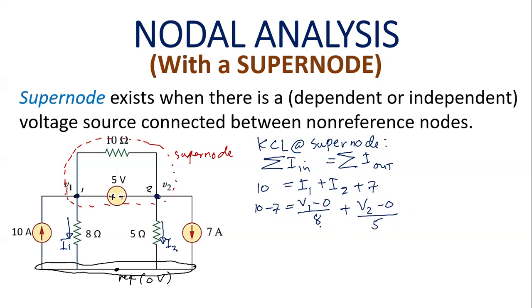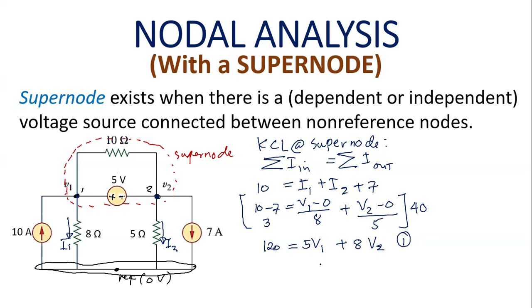Since there are denominators, we get rid of them by multiplying both sides of the equation by the least common multiple, which is 40. So 10 minus 7 is 3. 3 times 40 is 120 equals 40 divided by 8, that's 5, multiplied by V1, plus 40 divided by 5, that's 8, so we have 8 V2. This is equation 1 at the supernode.